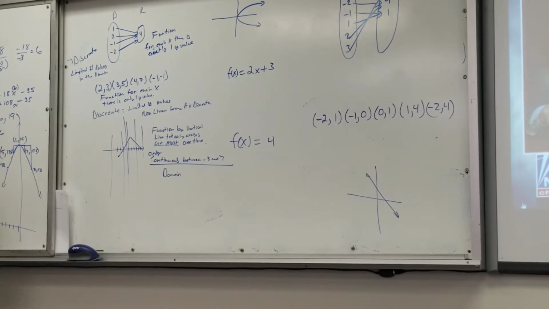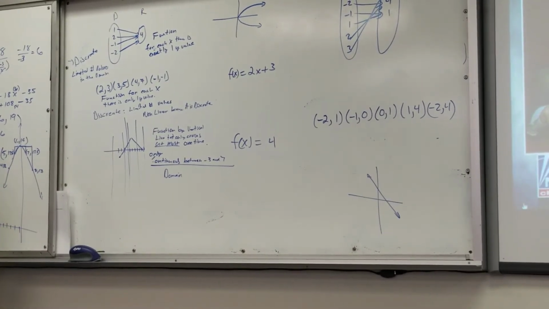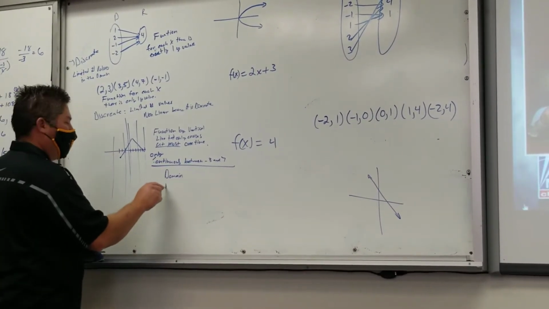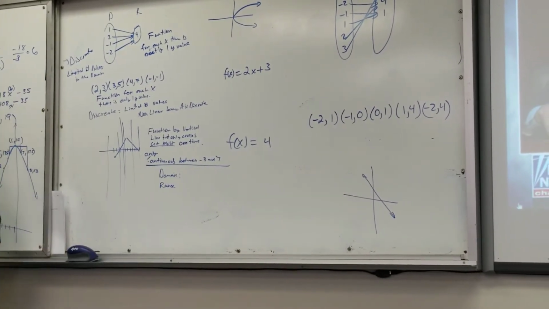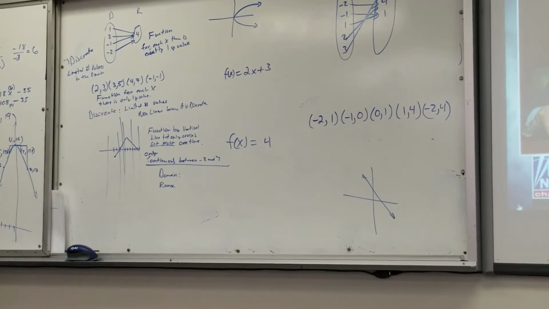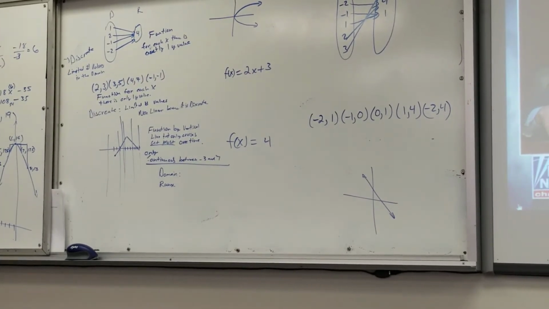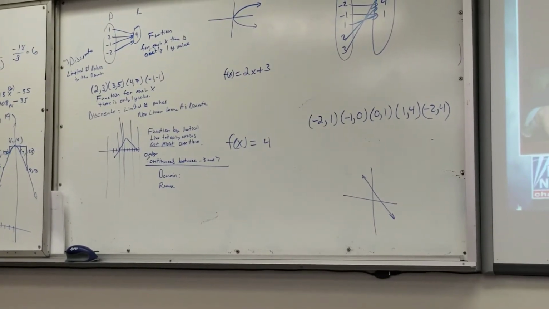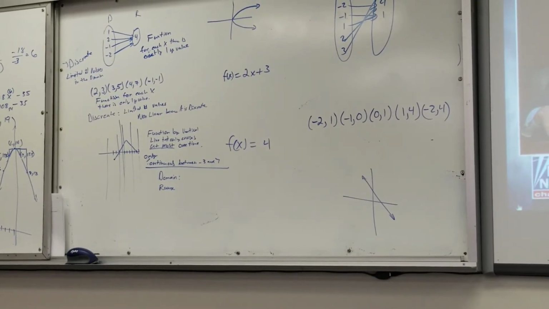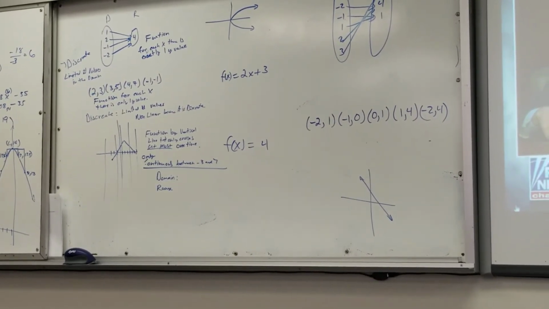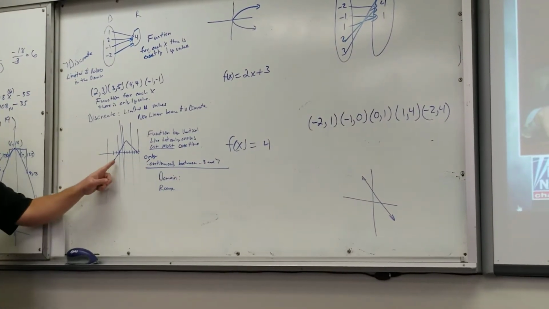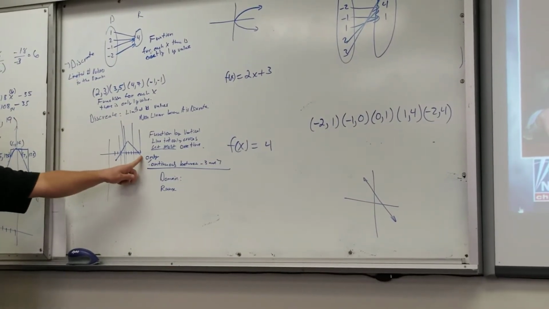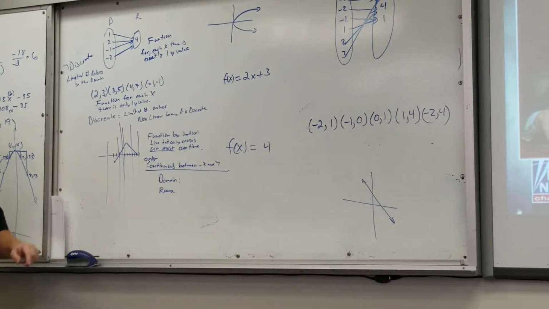Okay, let's talk about domain. So you want to put this in your notes also. Domain and range. Okay? The domain is the set of all possible values of x. Write that down in your notes. The domain is the set of all possible values of x. That's why I said it's continuous between -3 and 7. Because from -3 to 7 are my possible values of x.